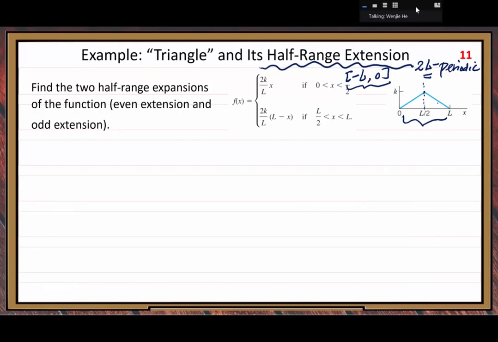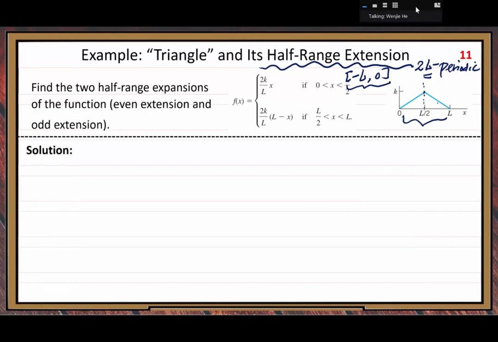Okay. Odd extension. So do the symmetric operation with respect to the origin. After extension, you get an odd function. So these two different half-range extensions are the most commonly used ways we can do the extension.